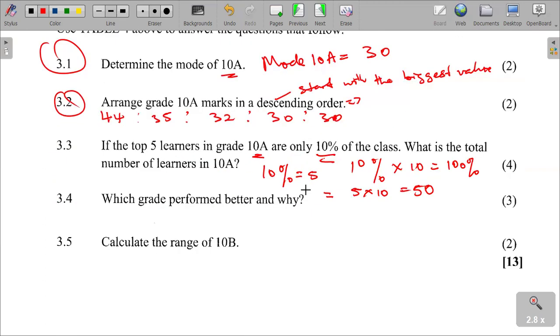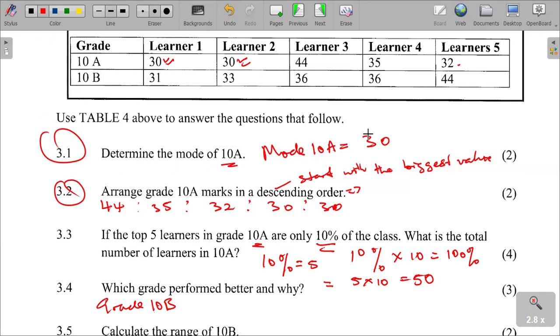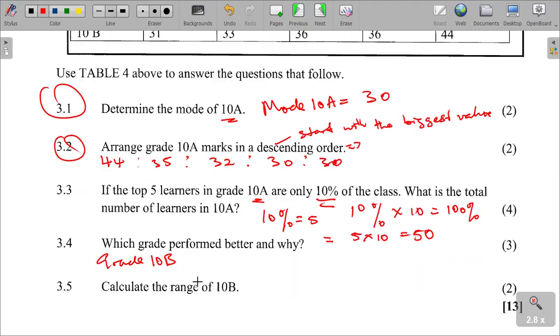Which class performed better? You can say grade 10B can be the IST, because we have got the marks there. If you can check, we have got 44, 36, 36, and then if you can check here, we've got 31, 33. So I'm saying it's grade 10B, because best marks.